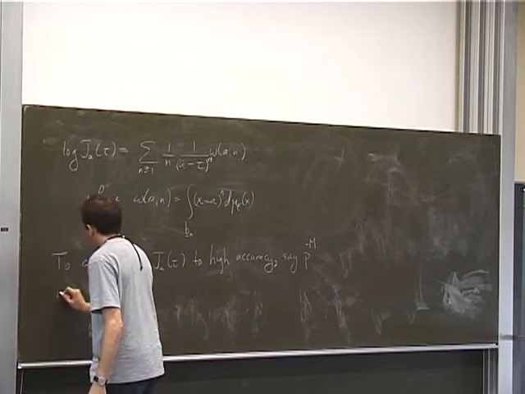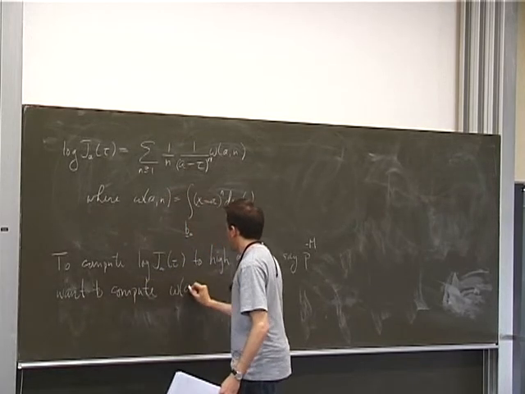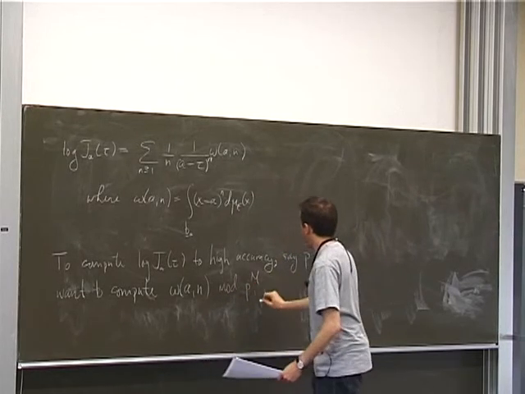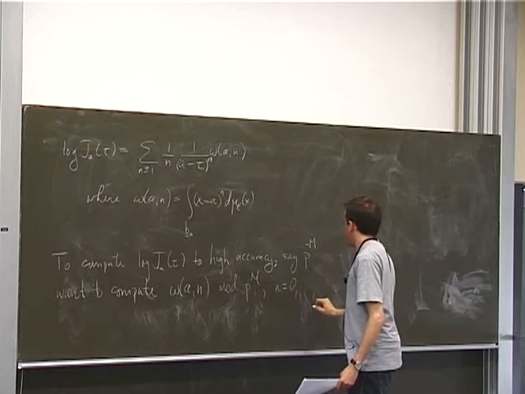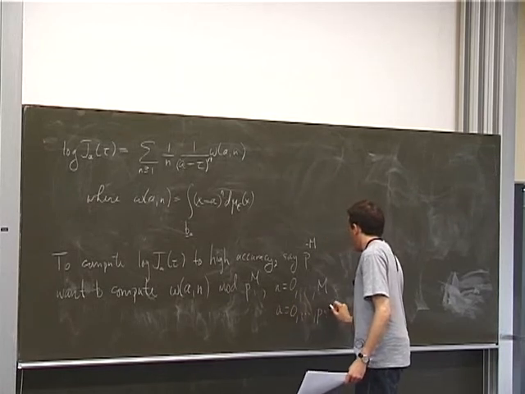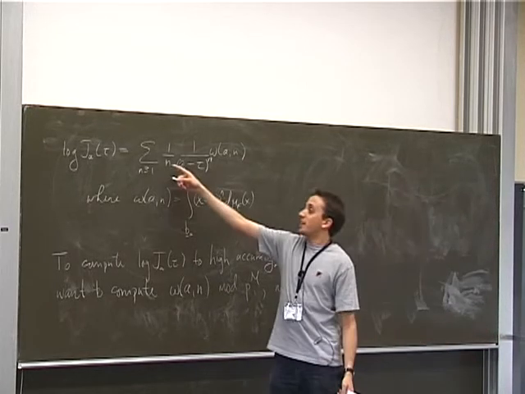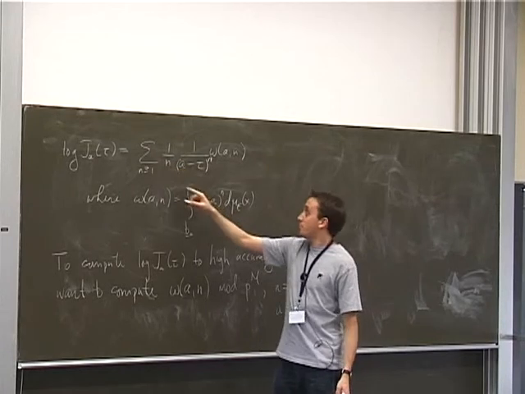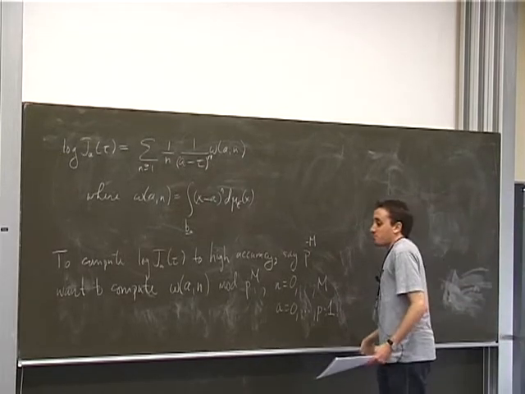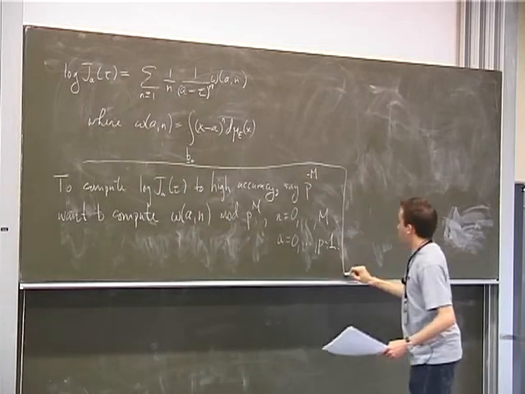So you would want to compute omega_a,n mod p to the m for n going from 0 up to m approximately, and a from 0 up to p minus 1. You need a bit more than m here because this n may have powers of p in it, but it won't have very many compared to this. So let me just ignore it and not put primes everywhere. All right, so this is the data we have to compute.